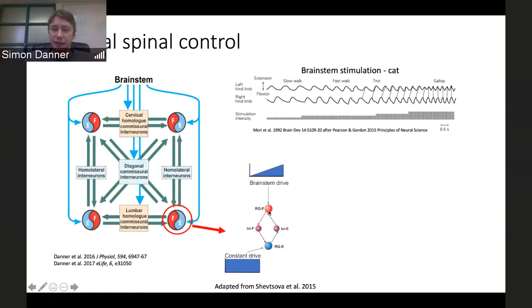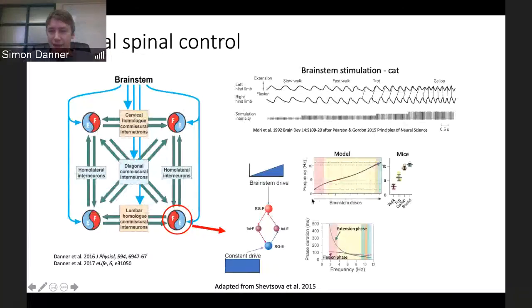So the rhythm generator consists of two centers, a flexor center and an extensor center, that are intrinsically rhythmogenic because of a slowly inactivating persistent sodium channel. They mutually inhibit each other. Now, the extensor center receives constant drive, while the flexor center receives a drive that is proportional to the brainstem input for the locomotor speed or frequency. In this case, here you have on the x-axis the brainstem drive, and the frequency increases with increasing drive, in the range of the frequencies used by mice during locomotion.